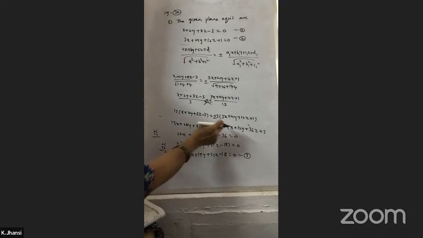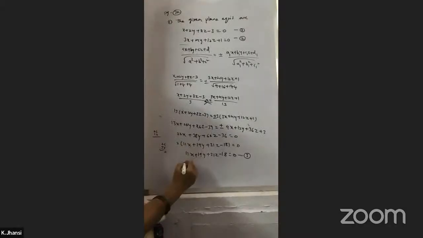This is the third one. Okay, now if we do the subtraction of these two, 13 minus 9 means you will get how much? 4, no? So 4x you will get. This 13 minus 9 is 4x, plus 26 minus 12 means it is 14. So plus 14y.